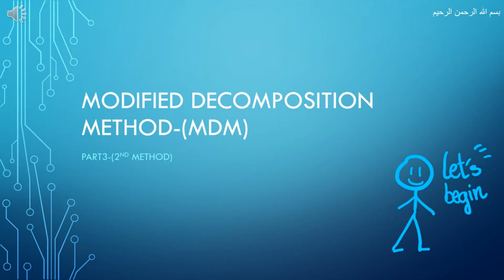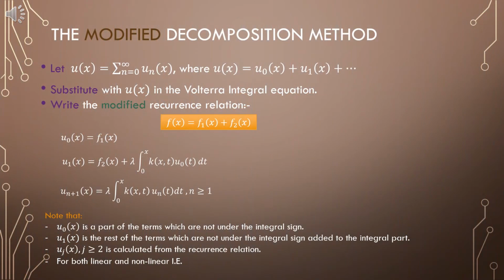Bismillahirrahmanirrahim. Hello everyone. This is the second method to solve Volterra integral equations, the linear Volterra integral equations to be more specific, and it is the modified decomposition method. Let's call it MDM. Let's begin. We already know the Adomian decomposition method, so it will be easy for us to follow the steps of the modified decomposition method. Let's look at the steps.